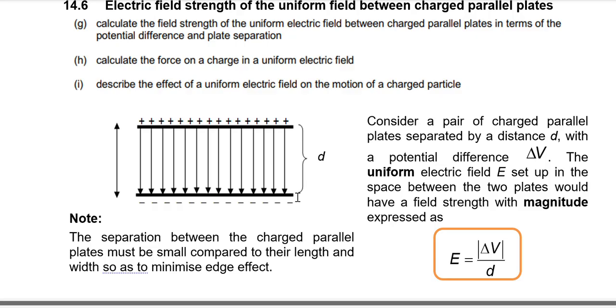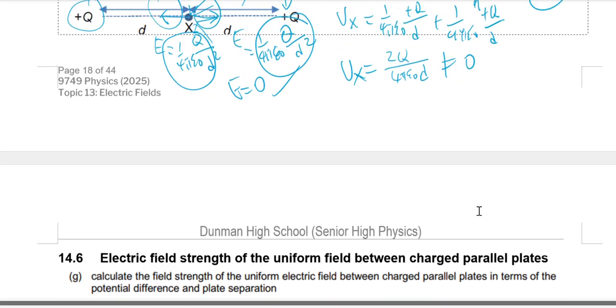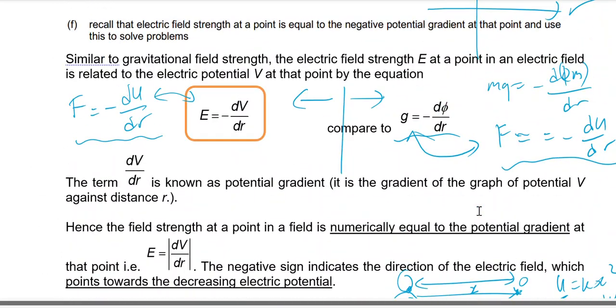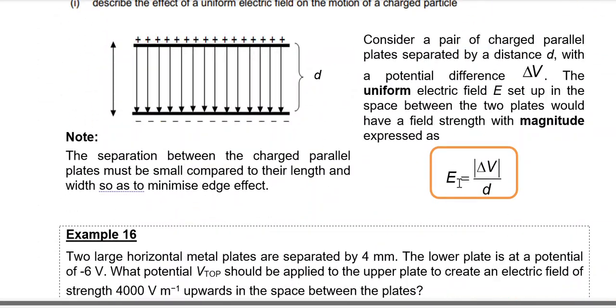We can use a formula here. Electric field is the change in potential, which is the modulus of the potential difference, over D. This formula is actually derived from the earlier formula over here. We don't care about the sign, we just care about the strength of the electric field, because we know the electric field direction can be told in other ways. So electric field is the modulus of delta V over D.